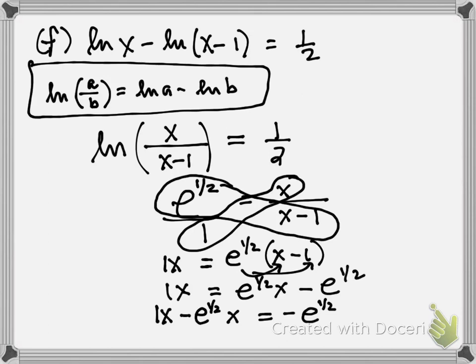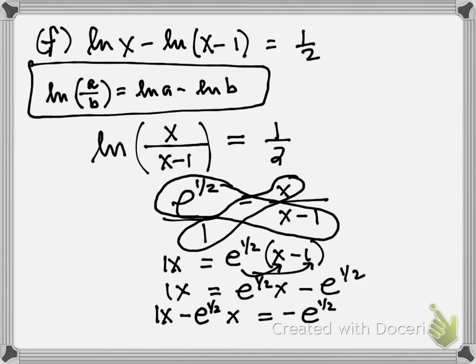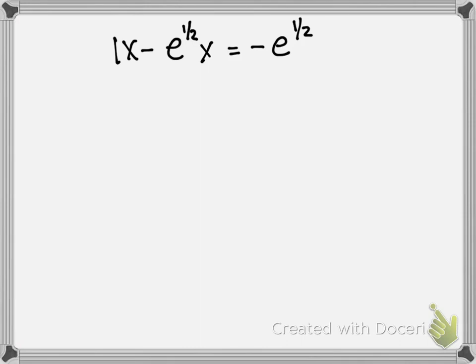Anyway, what I have now is, I'm going to go to the next page. I'm going to copy this down. 1x minus e to the 1/2 x. Okay, I'm going to rewrite that. 1x minus e to the 1/2 x equals negative e to the 1/2. Okay, so I got it.